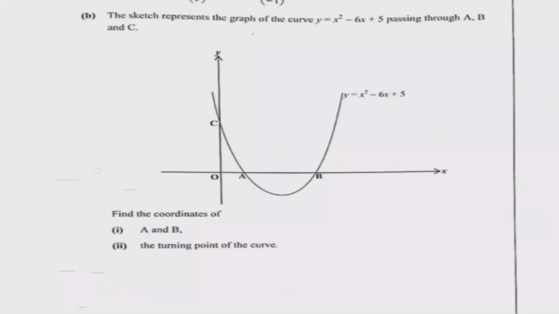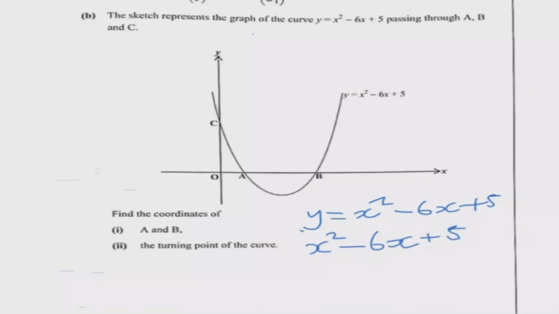equation that is given, which is y is equal to x squared minus 6x plus 5. Okay, so what we need to do is equate that to 0. Why? Because on the x-axis, the value of y is 0. So we can write it as 0 is equal to x squared minus 6x plus 5.